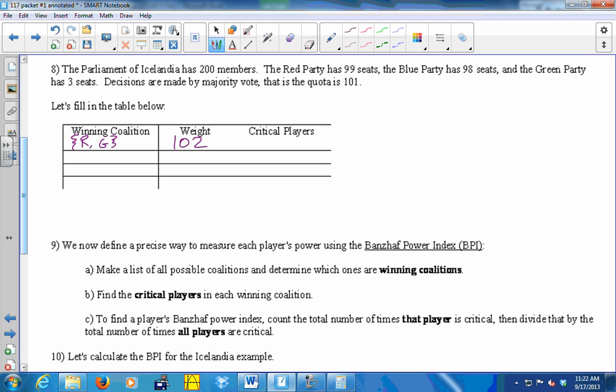Now, if the red party said, I don't want to be part of this team anymore, I'm leaving, does the Green Party have enough votes remaining to still win? No. And what if the Green Party did the same thing? If the Green Party walked away from this partnership, Red would be left holding only 99 votes, which is not enough. So neither of these two can walk away. They need each other, so we say that they're both critical to this coalition. When I list critical players, I'm going to list Red and Green.